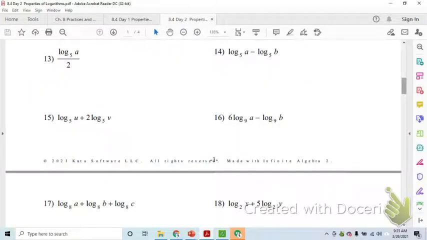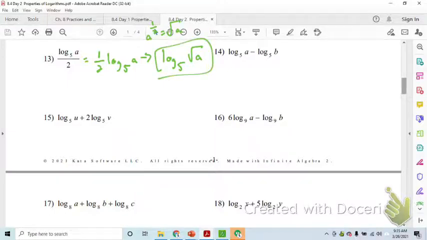Okay, now on these, this is the same thing as 1/2 log base 5 of a. So then I'm going to rewrite that using the power property as log base 5 of the square root of a, because a to the 1/2 power is the same thing as square root of a. So that's going to be that for that. Now over here, just a simple quotient rule, so I'm not even going to show you that one. You can do that one on your own.